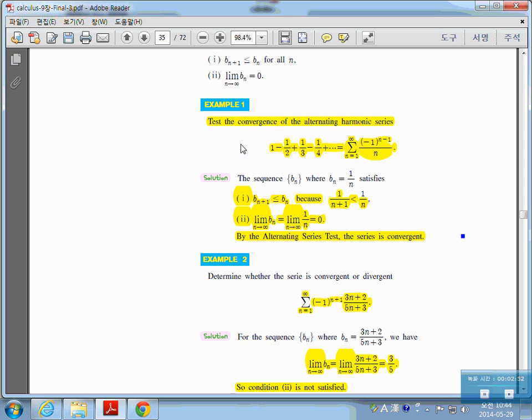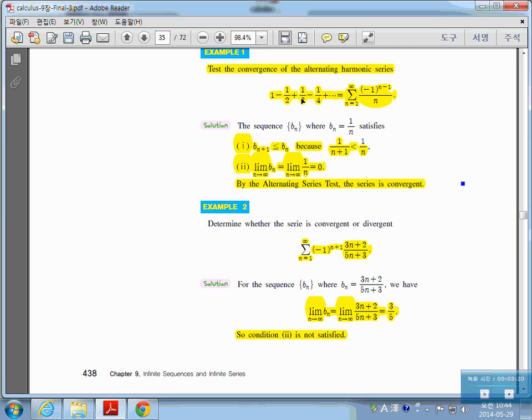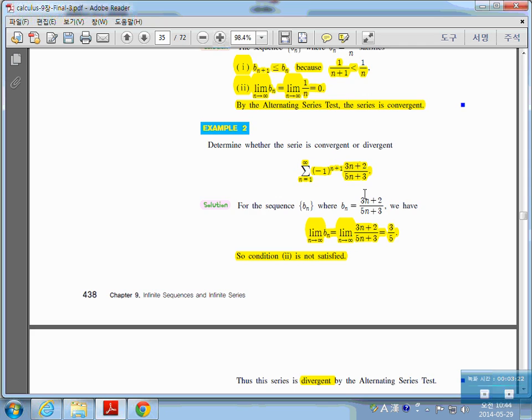The first example for this section is testing the convergence of the alternating harmonic series, 1 minus 1/2 plus 1/3 minus 1/4, like this. We can easily check that these b_n terms are decreasing, because 1/(n+1) is less than 1/n. And b_n converges to 0. Since these two conditions are satisfied, this alternating harmonic series converges.